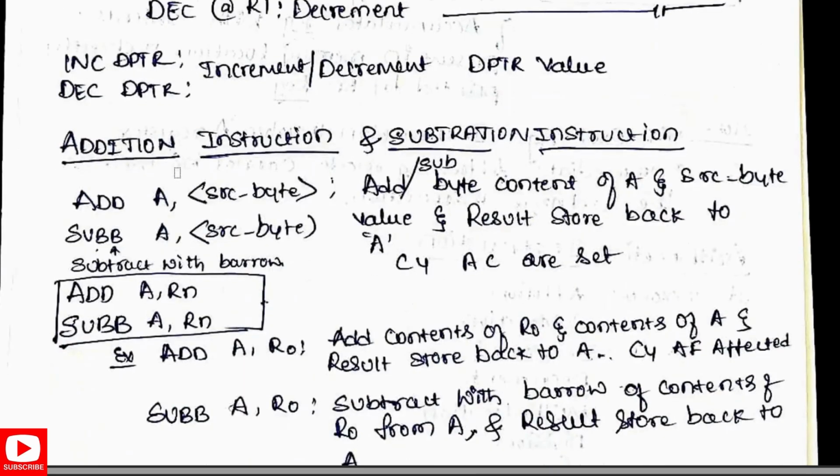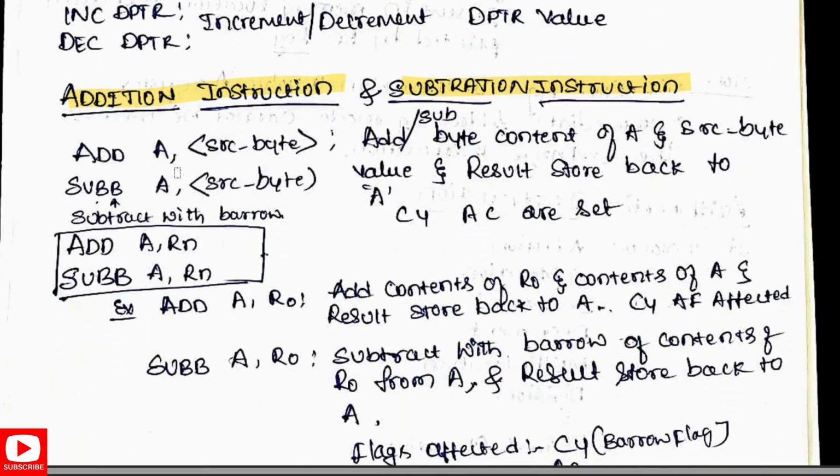Our next one is the addition instruction and subtraction instruction. For addition, you have to write ADD A, source byte. That is, it will add the byte content of A and the source byte. For subtraction, SUBB is used here: SUBB A, source byte. The result gets stored back in A after the addition or subtraction. So carry, CY and AC are set. That is carry, and auxiliary carry, which will be set in case there is a carry in the addition.